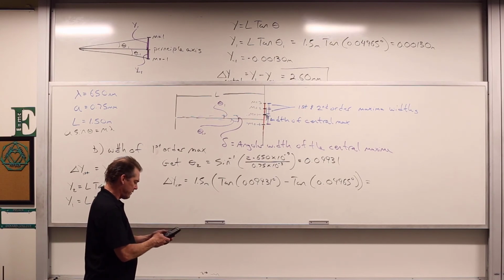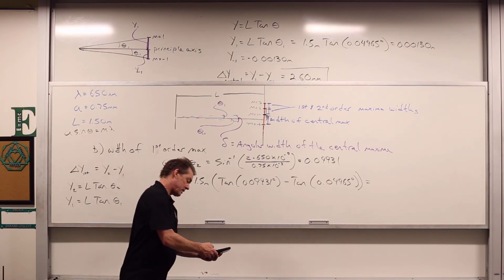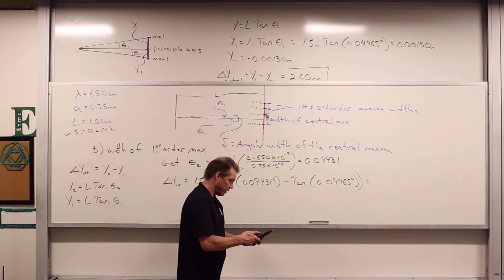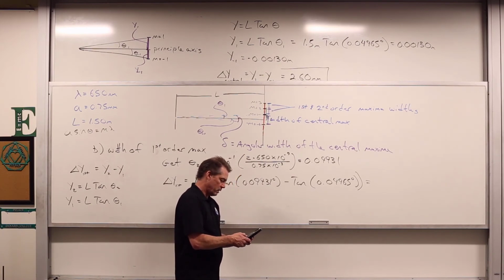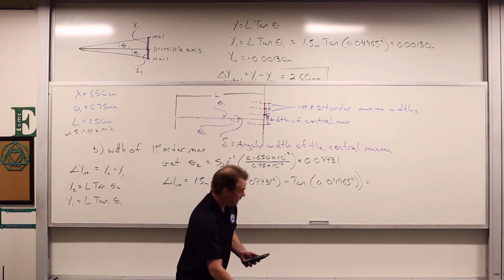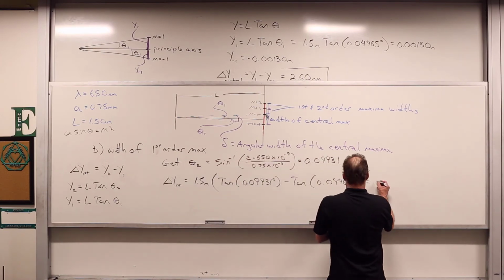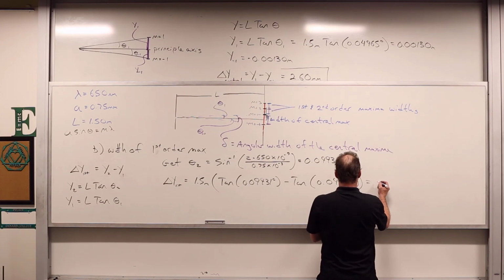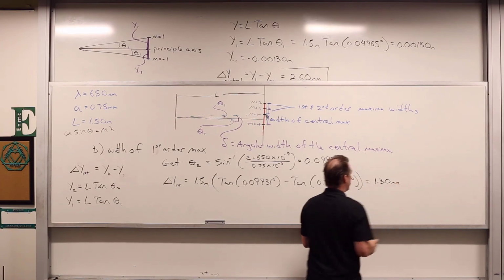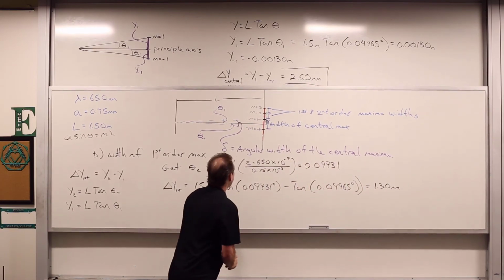I got 1.5 times the quantity of the tangent of 0.09931 minus tangent of 0.04965. Oh my gosh, that's what I get. 0.00130. So we've got ourselves 1.30 millimeters. So what's that saying?